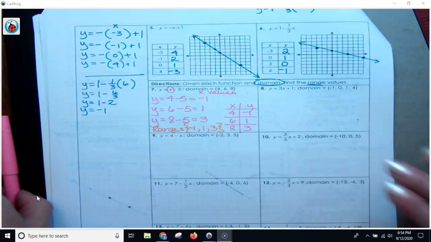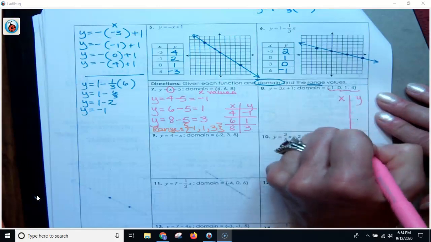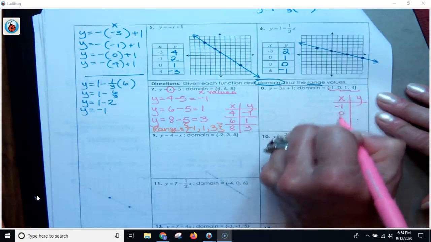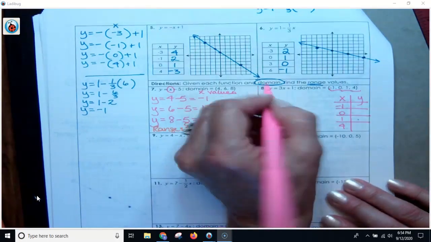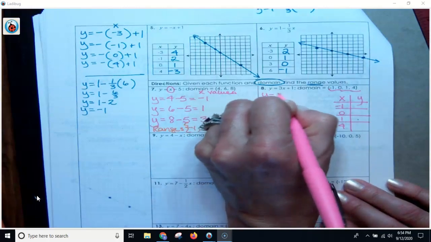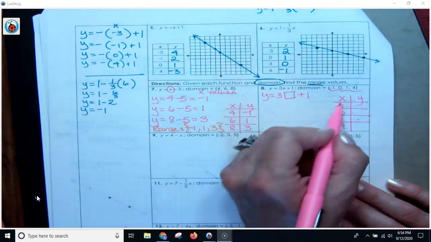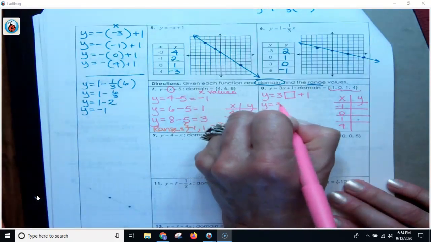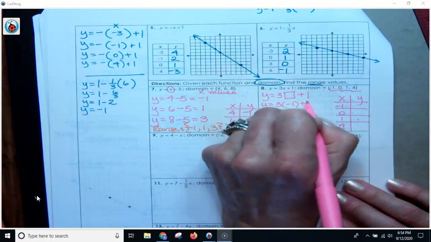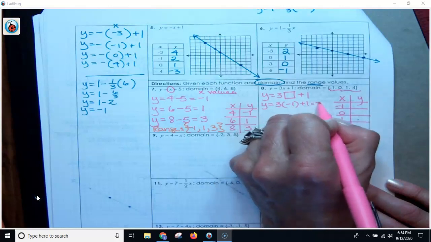Moving on. So we've got this other situation right here. We've got our domain, which are x values. This time we've got 4 given inputs. We've got -1, 0, 1, and 4. All right. So when I plug each one of them in, I'm going to put my input in that box, these different values, and then figure out what y would be. So y equals 3 times -1 plus 1. Well, 3 times -1 is -3, plus 1 is going to be -2.